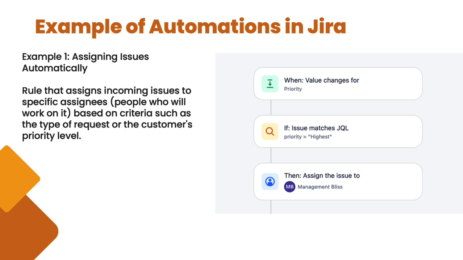assignee. Assignees are the people who will be working on it based on criteria such as type of request or customers, priority level, etc. This ensures that the issue is routed to the right team members quickly, which reduces response time and improves customer satisfaction. I will show you this rule in the Jira tool.